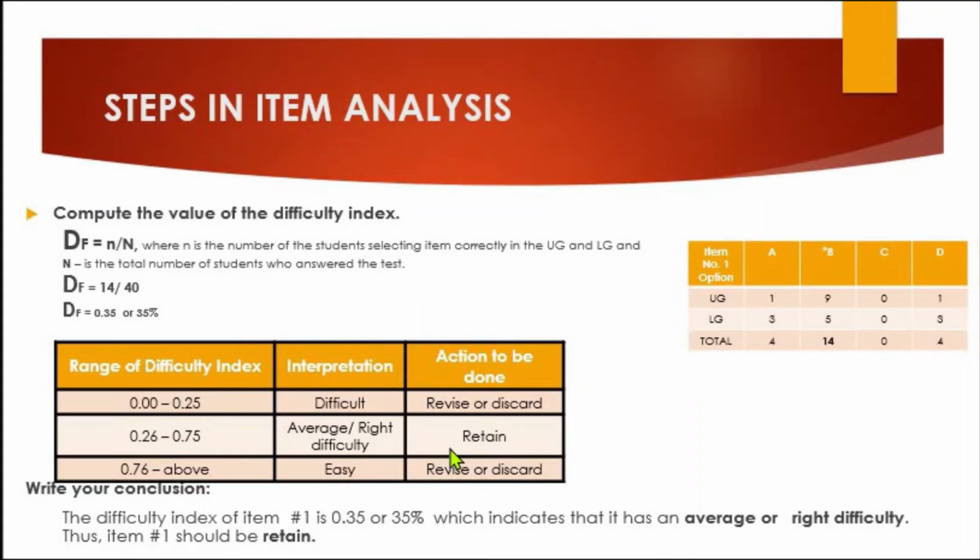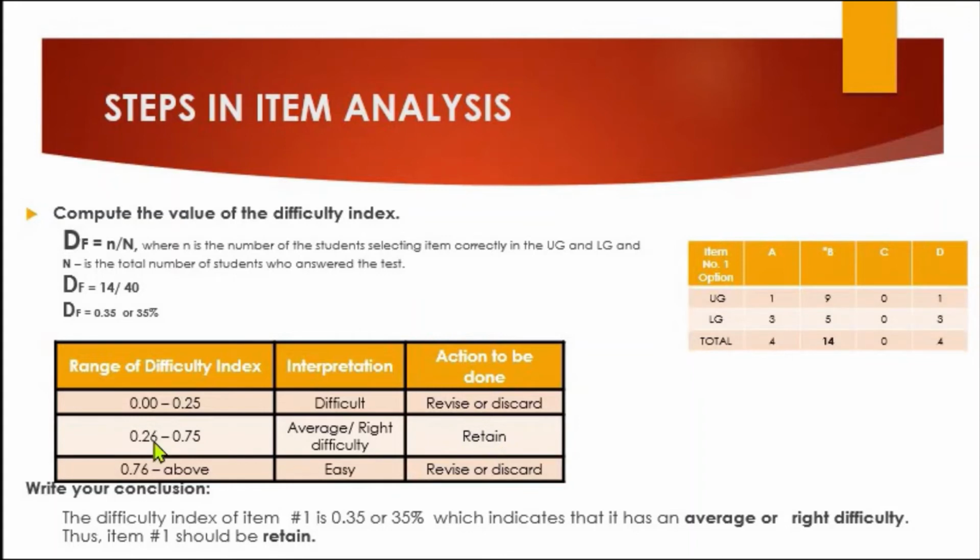So, kung titingnan natin dito sa table, makikita natin na yung 0.35 is in between po siya ng 0.26 hanggang 0.75, which is yung interpretation ay mayroong right difficulty lang yung item number 1 or average. And then action to be taken, it should be retained.